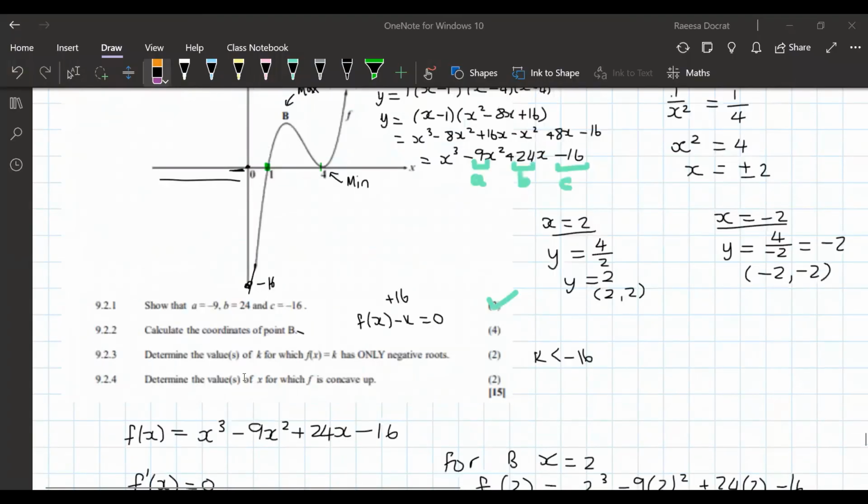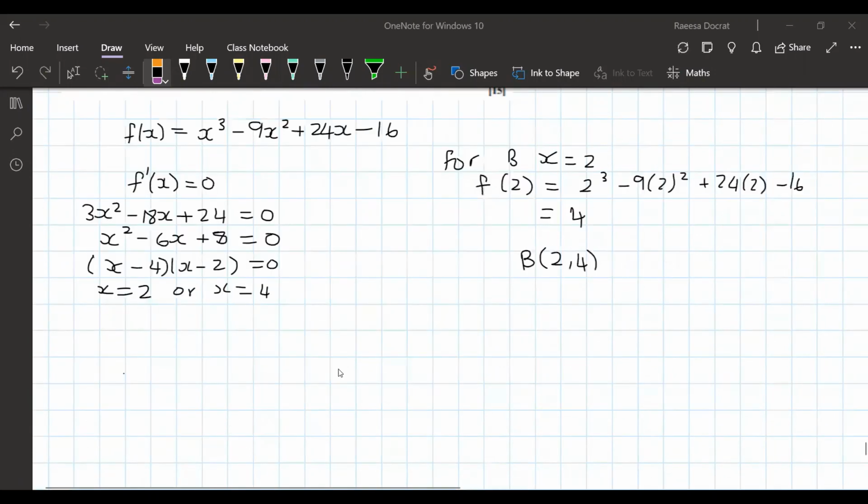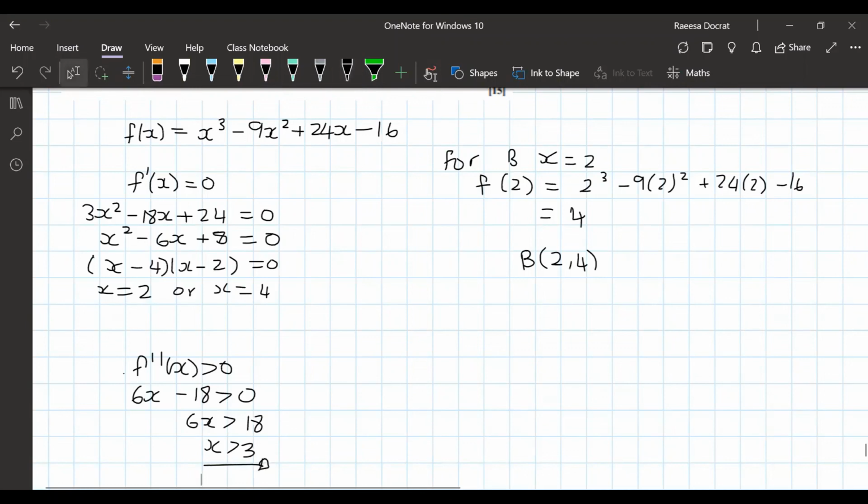Okay, for the last one, we want to determine the values for which it's concave up. So for concave up, we're looking at when the second derivative is positive. So the second derivative is the derivative of the first derivative. So we get 6x minus 18 is greater than 0, which means 6x is greater than 18, which means that x is greater than 3. So that is the values for which the function is concave up.